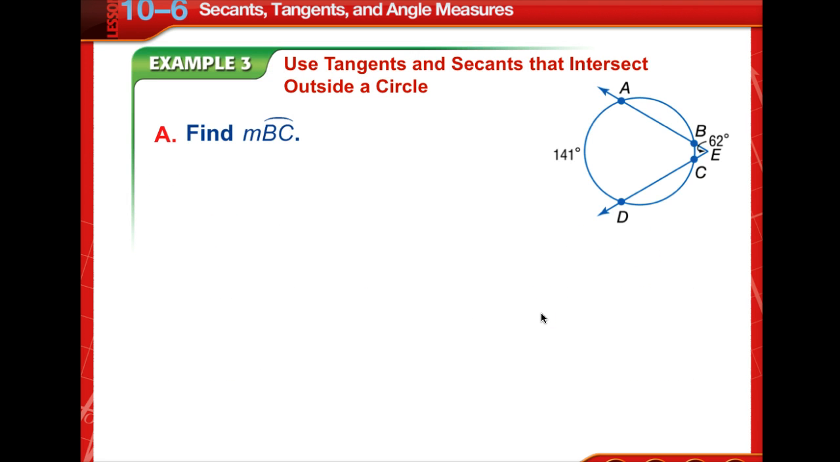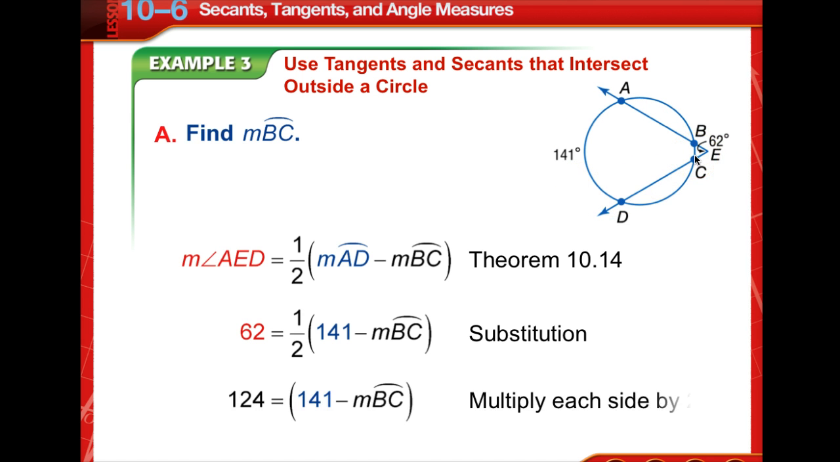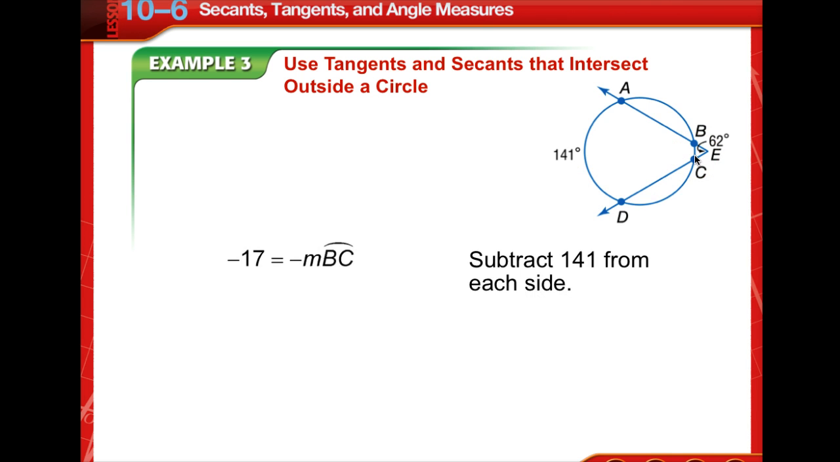Let's work a couple of problems. We're to find the measurement of arc BC. Okay, so we don't know what this measurement is. Well, we know that the measurement of AED, this angle, is equal to half of the measure of this arc minus BC. So let's substitute in the values we're given. Angle 62 is equal to half of measurement of 141 minus BC. We multiply both sides by 2. Then we subtract 141 from both sides, and multiply both by -1. So we know that the measurement of arc BC is 17.